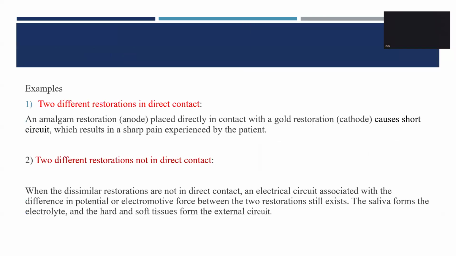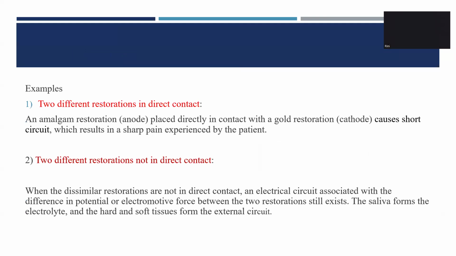Examples: two different restorations in direct contact, an amalgam restoration, which acts as the anode, placed directly in contact with a gold restoration, which acts as the cathode. This causes a short circuit, which results in the sharp pain experienced by the patient.